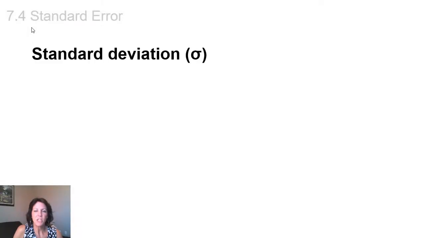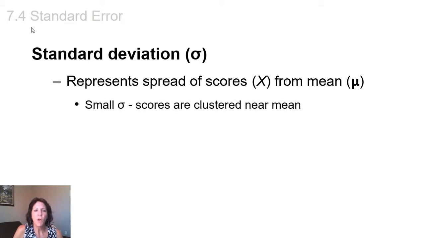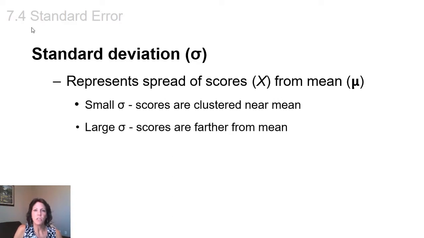So standard deviation is another part of this. We just talked about sample size and what that has to do with it, but standard deviation impacts our error too. It's part of the equation, the numerator, I should say. Standard deviation represents the spread of scores from the mean. So a small standard deviation means that the scores are clustered very close to the mean. A large standard deviation means that scores are farther from the mean.